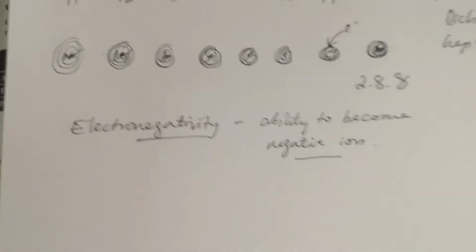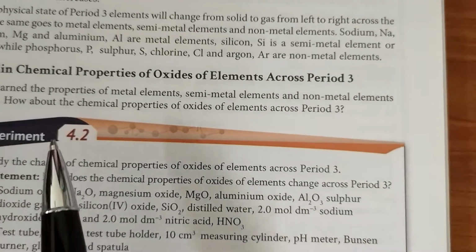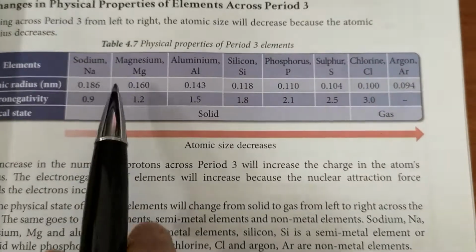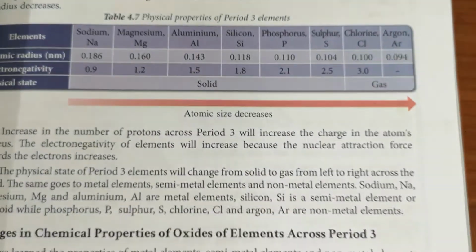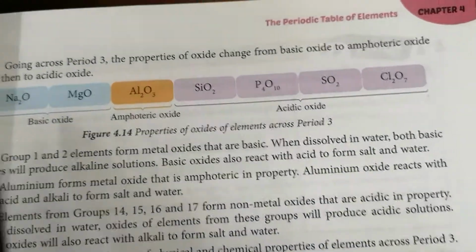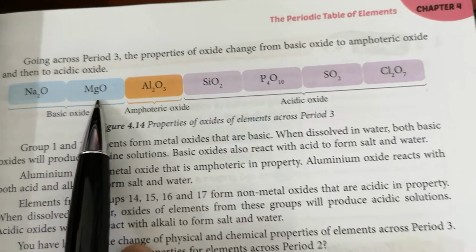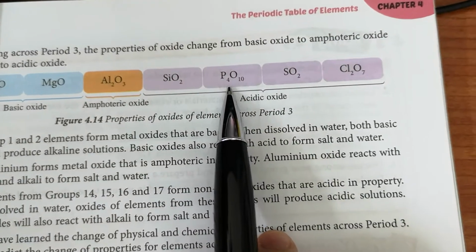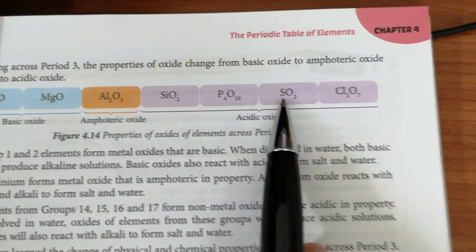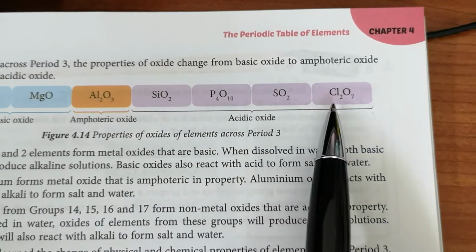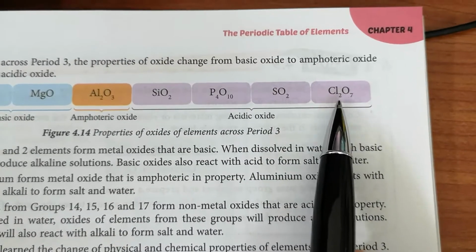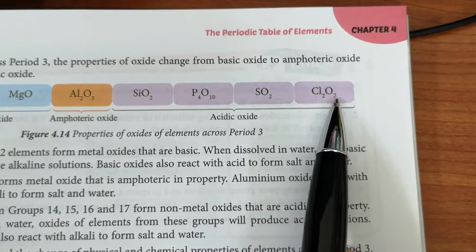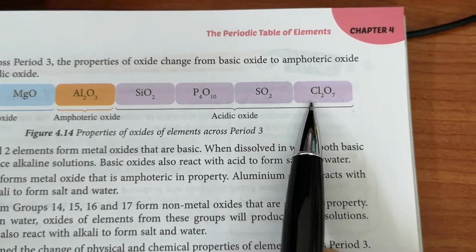Okay, now we are going to look at the chemical properties of the oxides of period 3 elements. Now these are oxides. Just now what we looked at is the element itself, Na, Mg, Al, and so on. Now we want to look at the oxides. Oxides means sodium oxide, magnesium oxide, aluminium oxide, silicon(IV) oxide, phosphorus pentoxide, sulfur dioxide, and dichlorine heptoxide. Di means 2, so there are 2 chlorines. And hept, H-E-P-T, means 7, so there are 7 oxygens, dichlorine heptoxide.